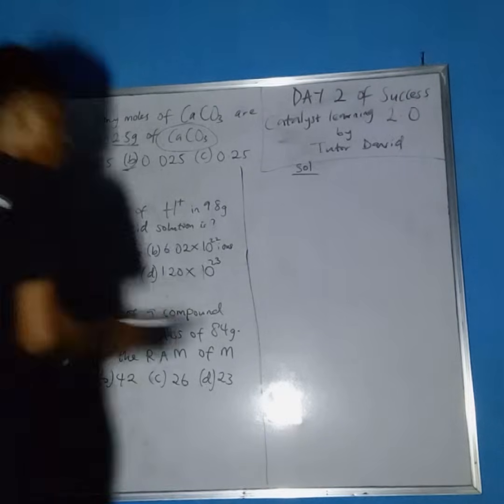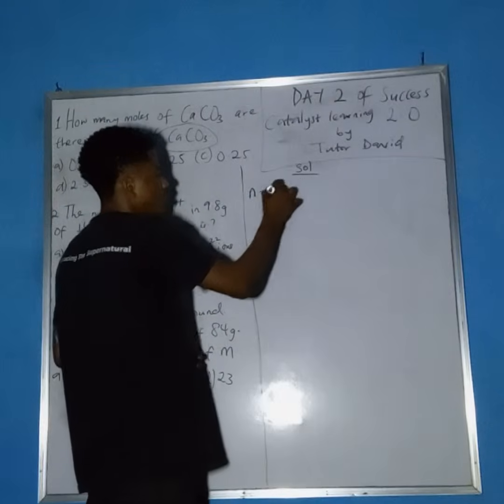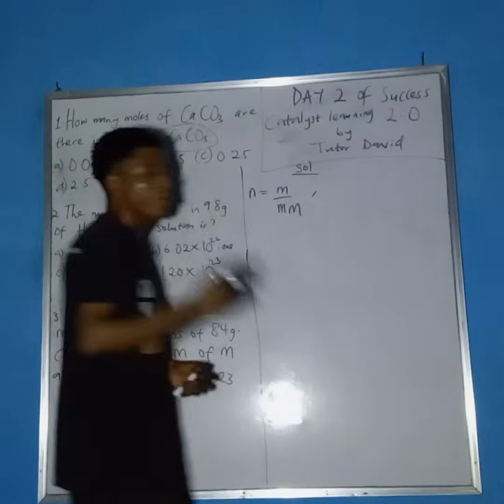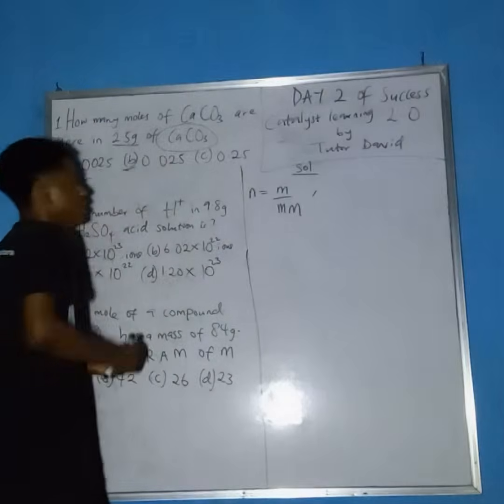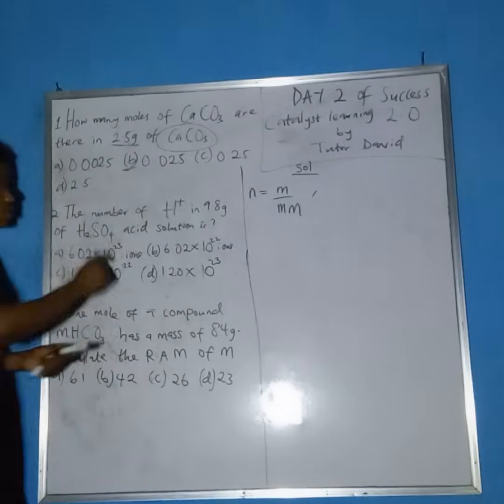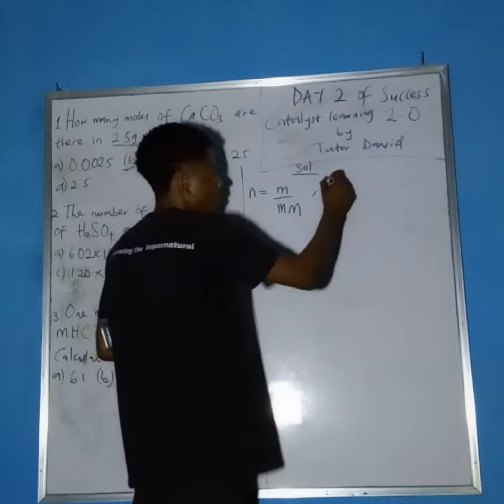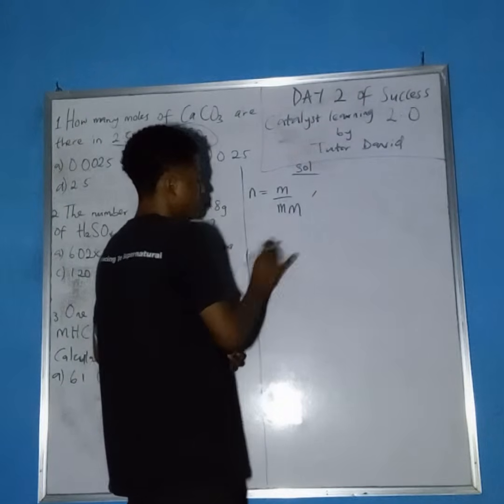Right? We have to use the former formula, our number of moles formula, which says number of moles equals mass over molar mass. Now, before we proceed, we have to calculate the molar mass of hydrogen sulfate, H2SO4.